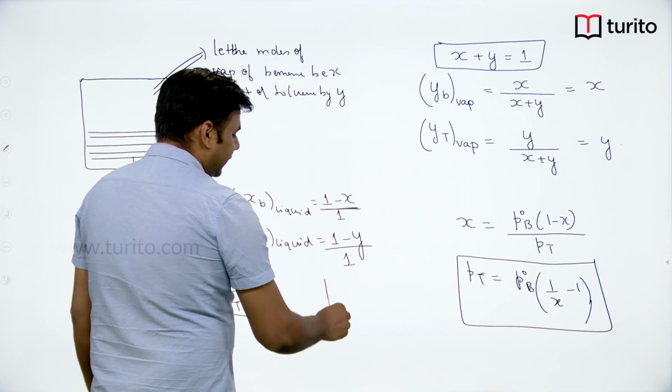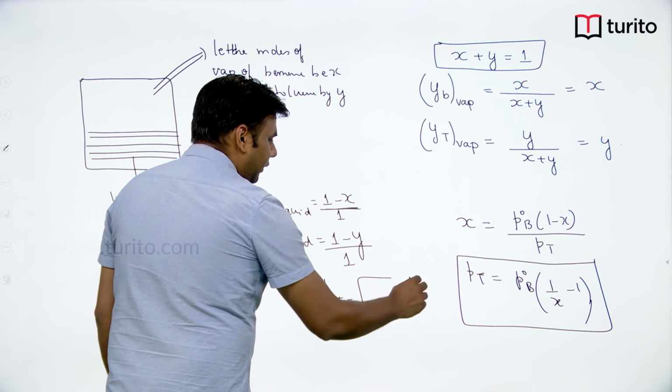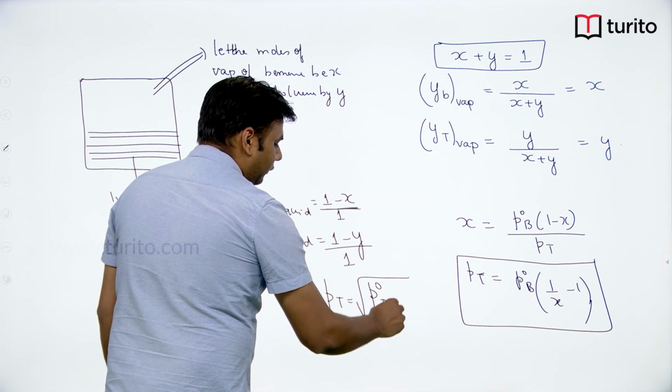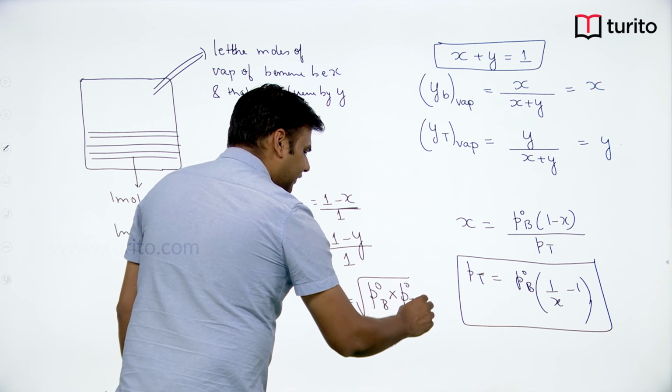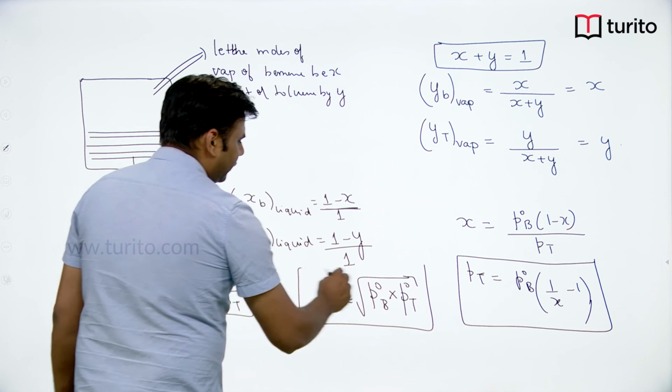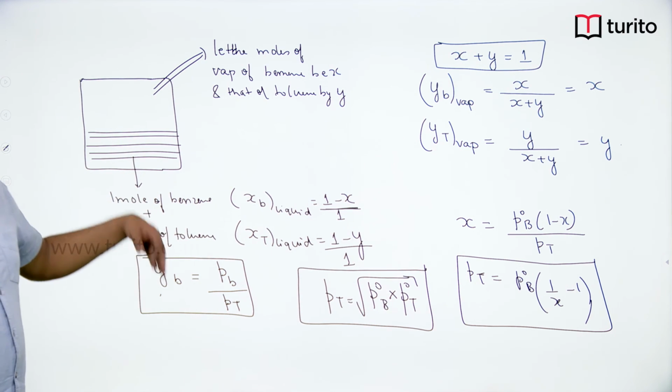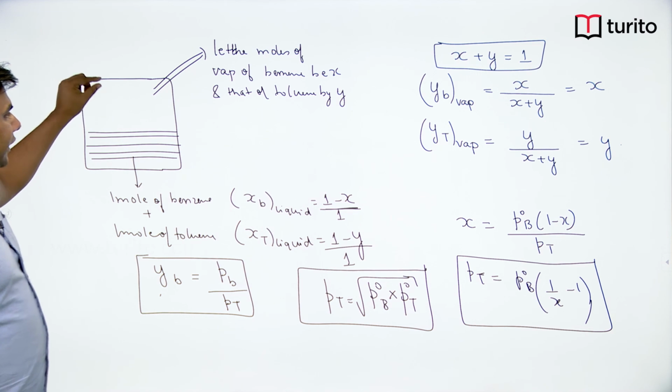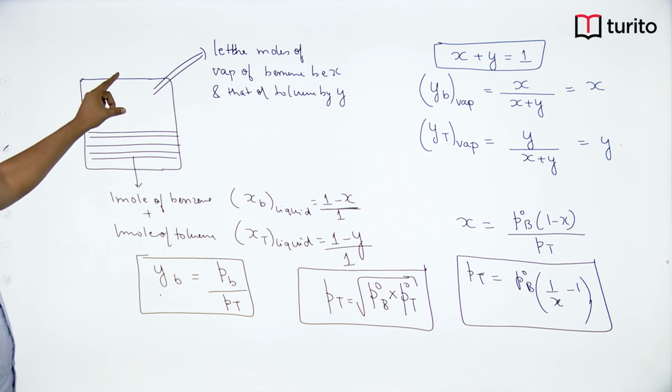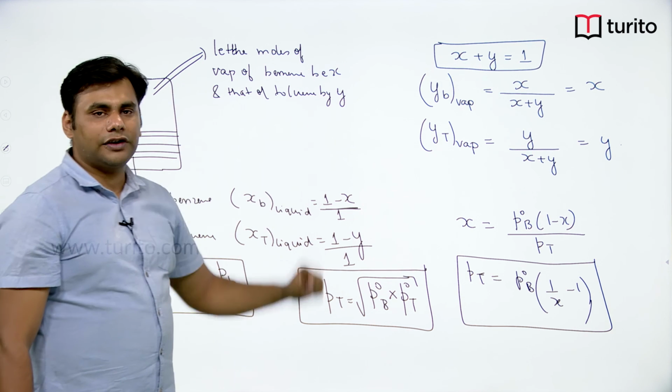In that case you can see that PT comes out to be equal to the root of P naught benzene into P naught toluene. So you can just try this. I will discuss it in the next lecture if you are not able to get it. So this is the basic idea. 1 mole of mixture has evaporated. That means if X moles of benzene and Y moles of toluene were formed as vapor, the value of X plus Y would be 1.